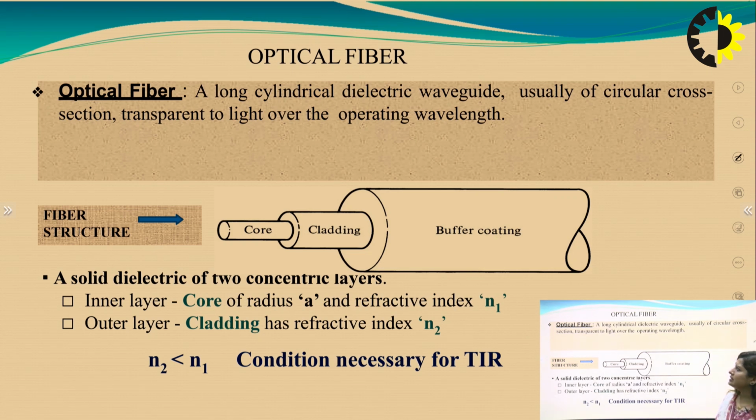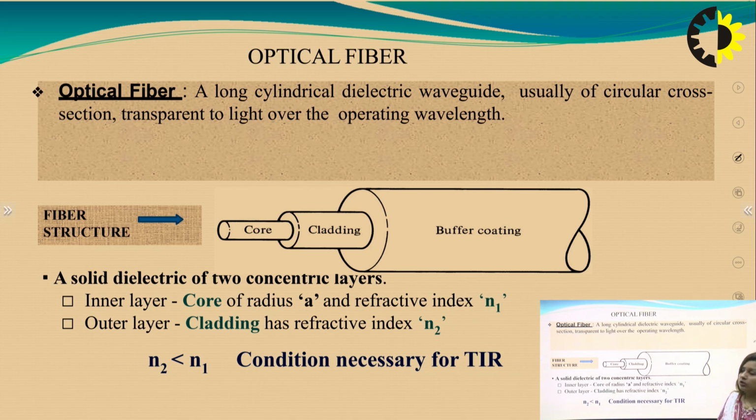Now we have a discussion on optical fiber, how the optical fiber has been made. Optical fiber is basically a long cylindrical dielectric waveguide. You can see from the figure, it has a core inside and a cladding outside, and next it has a buffer coating or a plastic jacket. A long cylindrical dielectric waveguide, usually of circular cross section, transparent to light over the operating wavelength, is the concept behind the optical fiber construction.